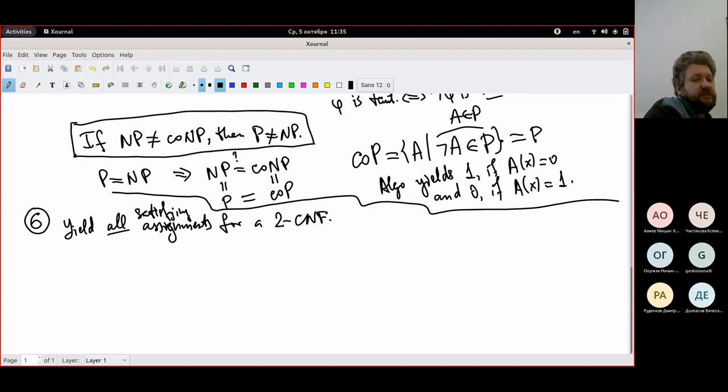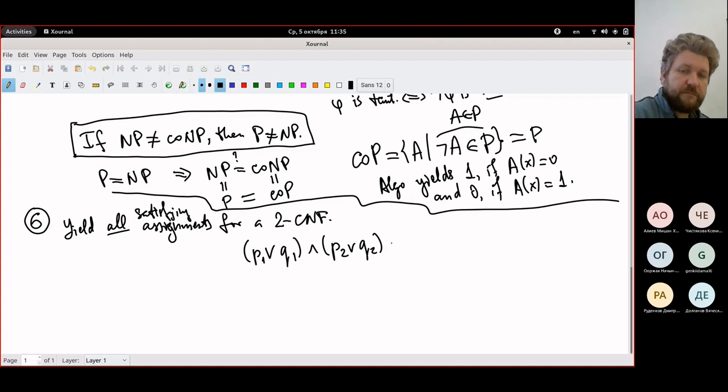The question is whether there is an algorithm which yields all satisfying assignments in polynomial time. We described something about the left and the third, but no, this didn't give you all the satisfying assignments. It gave you only one. So here the answer is no, and the answer is no because suppose you have this trivial 2CNF, which says something like, I don't know, P1 or Q1, and P2 or Q2, I'm trying to make it non-trivial. It's a 2CNF. It's not trivial, but how many satisfying assignments does it have?